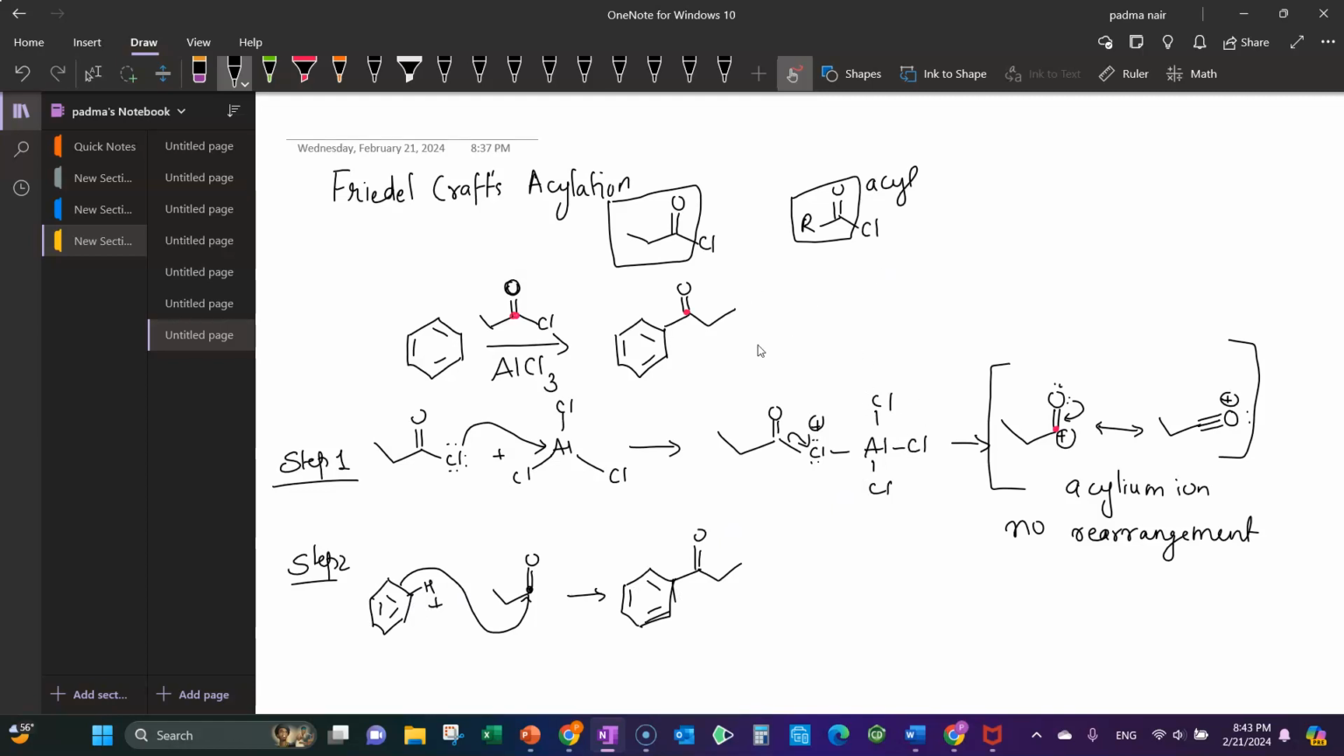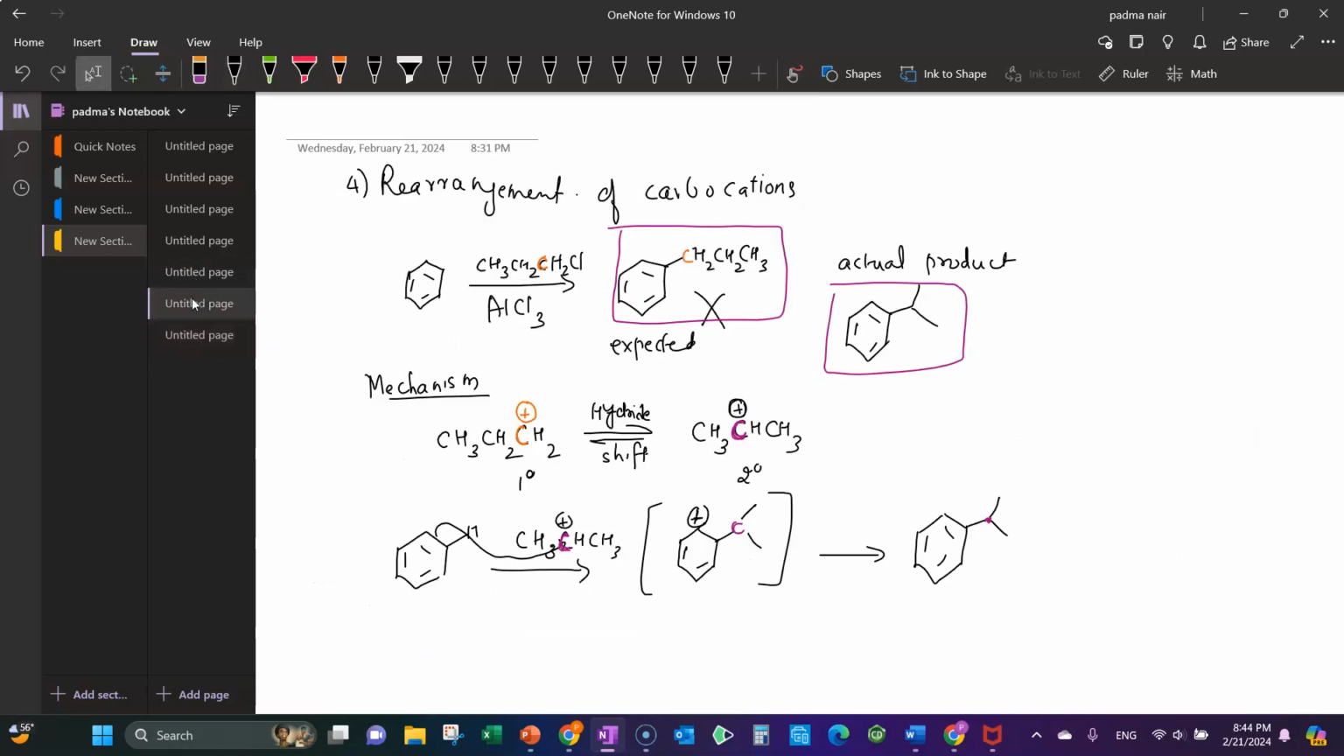The AlCl4 minus which was formed in this step, see, this one, is the one that's going to remove the proton, and you get the final substituted benzene. Alright, so now we have the molecule here. The way we can change this into a propylbenzene, because that was our problem, right?